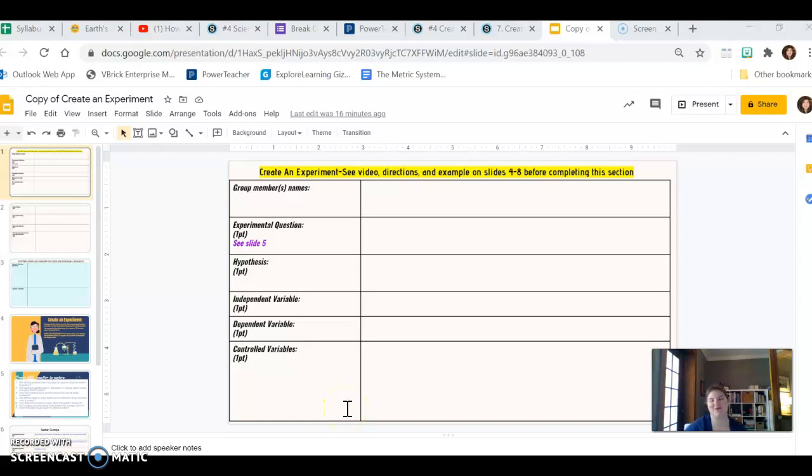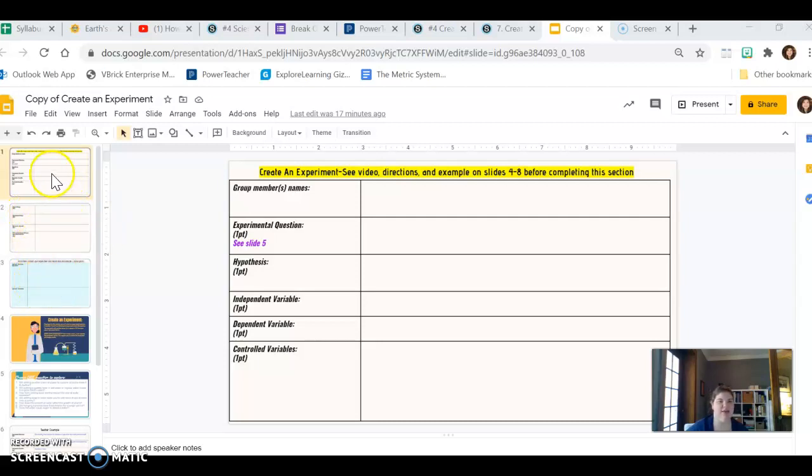Hi everyone, I'm going to go over today's assignment for creating an experiment. So for this assignment you can work in a group of 3, a partner group, or just by yourself is fine. You'll just include your group members' names here, and then you can go ahead and get started as long as everyone in the group has the document shared amongst them.